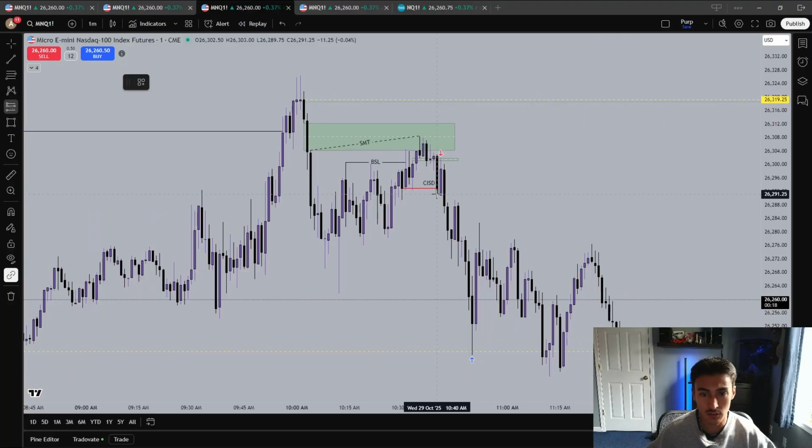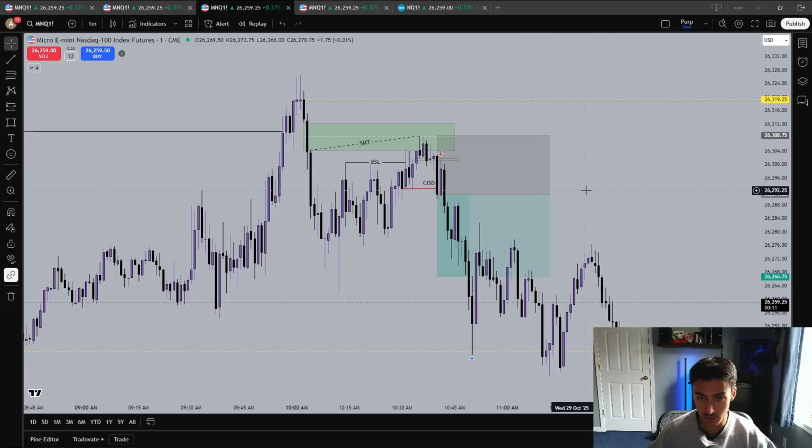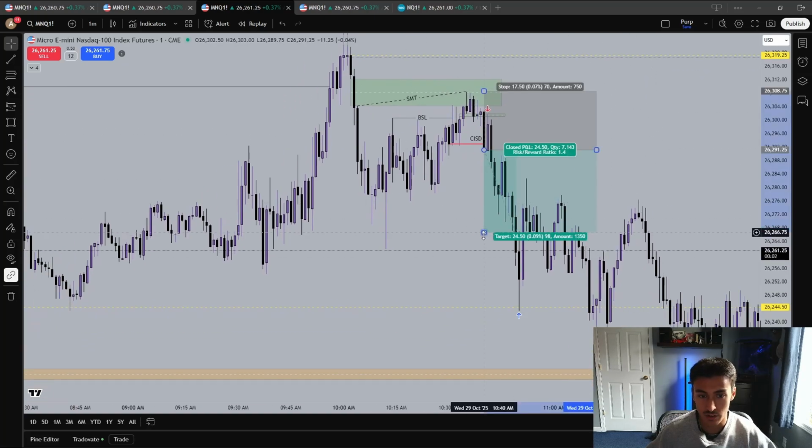I entered on this candle closure. My stop loss went at this high here inside of the fair value gap, the one that swept the liquidity, which is a high resistance point of liquidity. A protected high. Price should not trade back to this point. And I targeted this midnight open price.